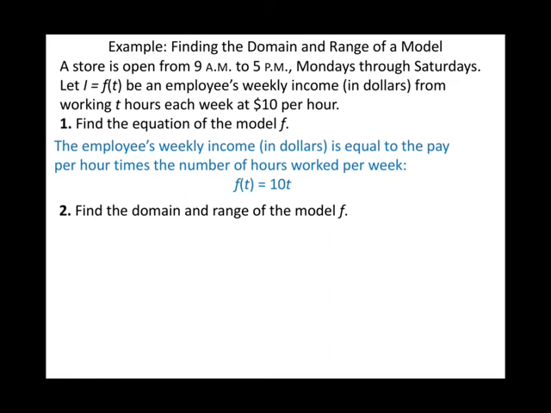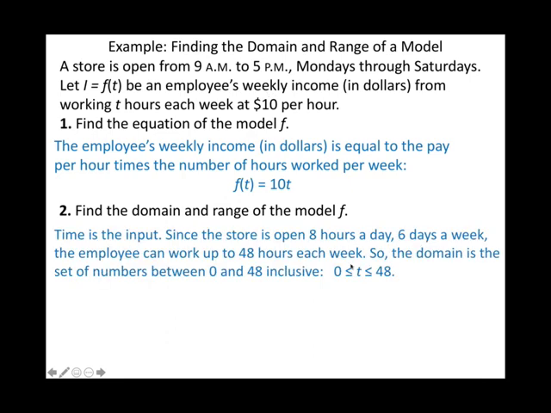Find the domain and the range of the model f. So first, we figure out what the domain is. Think about it. The store is open from 9 a.m. to 5 p.m. There are 8 hours a day, and they work from Monday to Saturday, so 6 days a week. When you multiply 6 days a week by 8 hours per day, they should have 48 hours. So for my domain here, that will be the set of numbers between 0 and 48. The t will be between 0 and 48 hours.